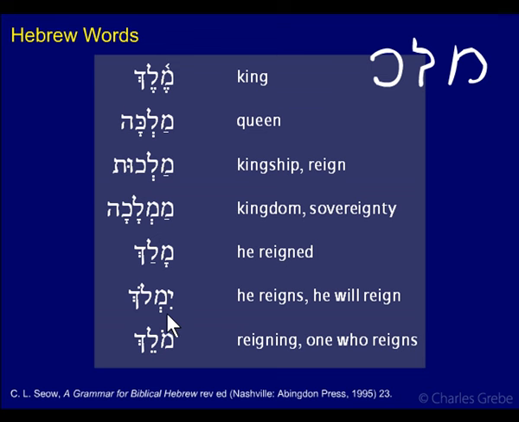So we've added different vowels, different prefixes, suffixes, etc., and we come up with this group of words that all have something to do with kings, kingship, reigning, queen, whatever. So that's how Hebrew works. We have roots. One root doesn't stand alone. You add bits to it and you get a whole group of words. One root and many patterns.